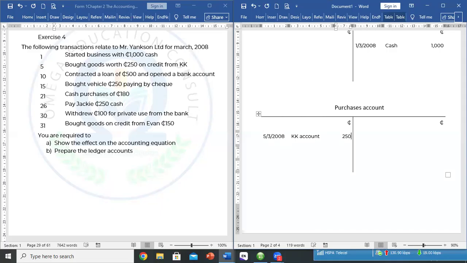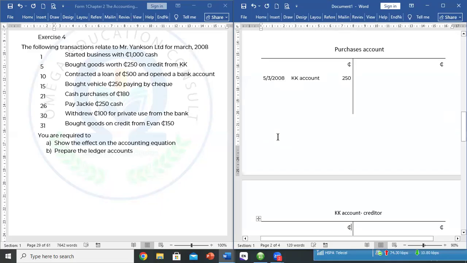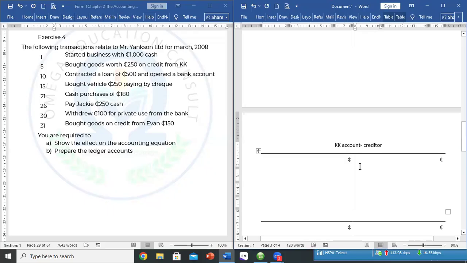Then we go to KK's account on the credits, which is the right side. The date will be the same, 5th March 2008. The narration will be what? Purchases. And we put the amount there, 250. That's all.